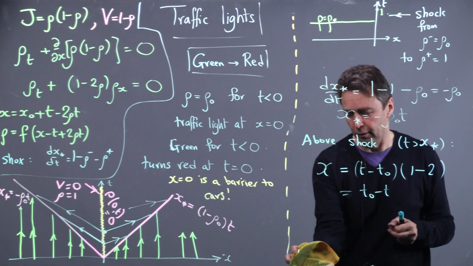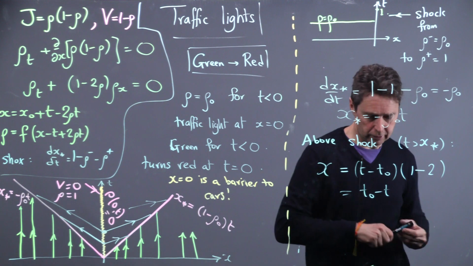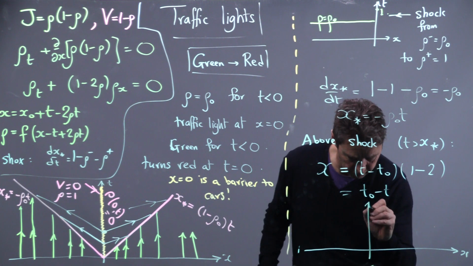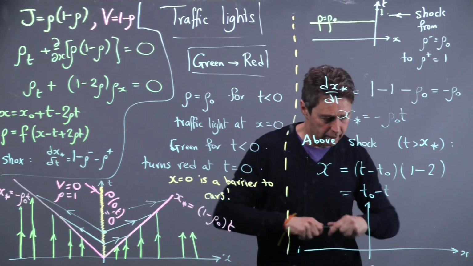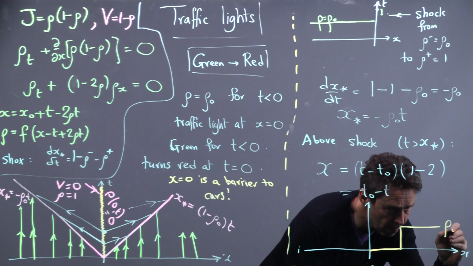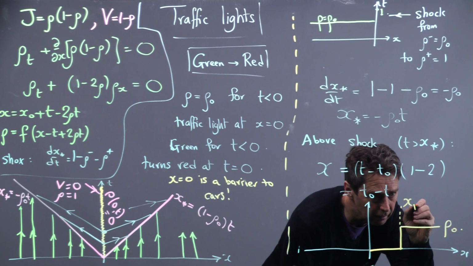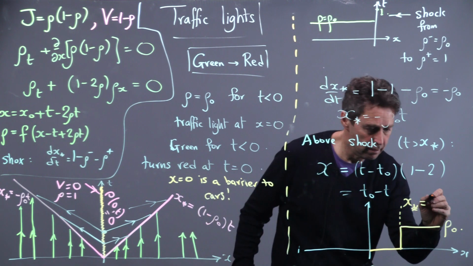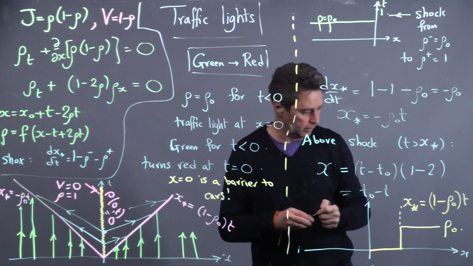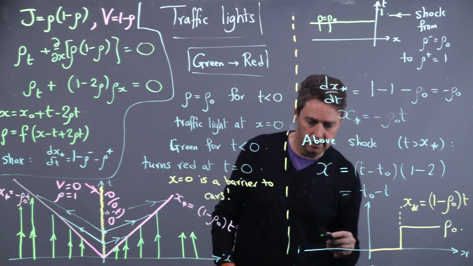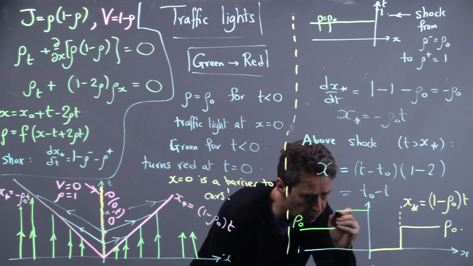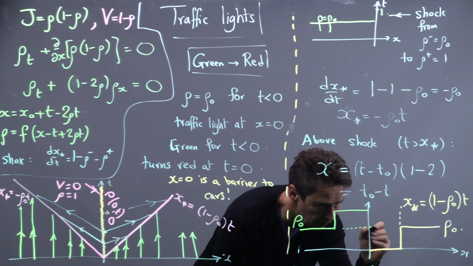And if I wanted to just sketch the solution, I could do that as well. I may as well. So this is x, there's the traffic light. My solution on the right consists of a jump from 0 up to rho 0. That is at x star equal to 1 minus rho naught t. And then on the other side, I have rho 0 way back that jumps up to 1. That's the same value.